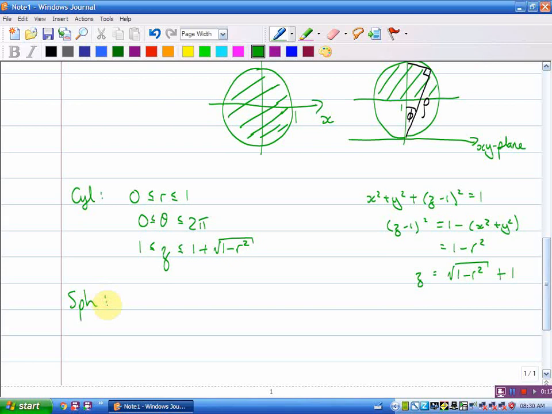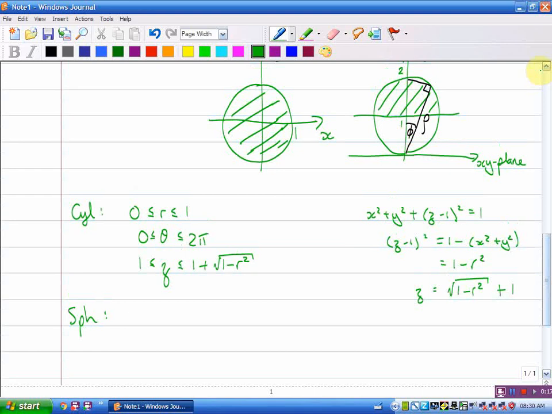Okay, spherical. In spherical, we're interested in rho and theta and phi. We've already got the theta. Okay, so what about rho? Well, we'll get our rho from that picture over there, from that picture with the black detail. Rho is adjacent, and the hypotenuse is 2. So adjacent over hypotenuse is cos phi. So I know that my maximum extent of rho is 2 cos phi.